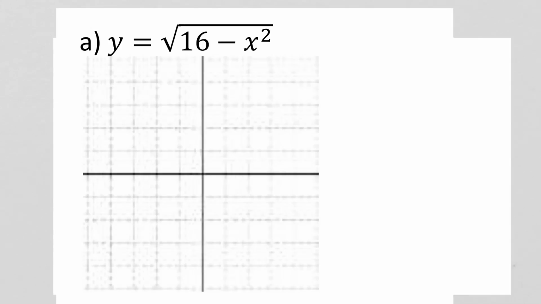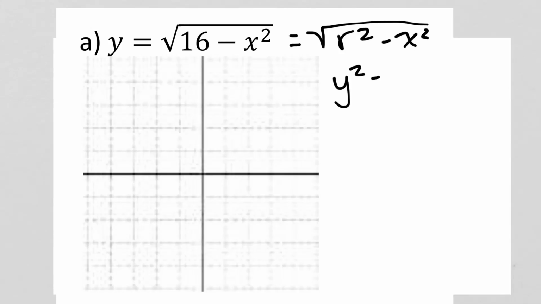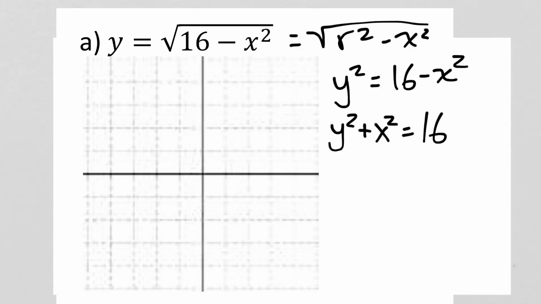Things we need to recognize is that this is the equation of a semicircle, the square root of r squared minus x squared. And the reason that I'm able to keep that straight is I square both sides. If I square both sides, I end up with y squared equals 16 minus x squared. And then if I added that x squared to both sides, I'd get y squared plus x squared equals 16, which maybe you remember from your conics unit as the equation of a circle. Now, since we have the square root, this is just a semicircle.